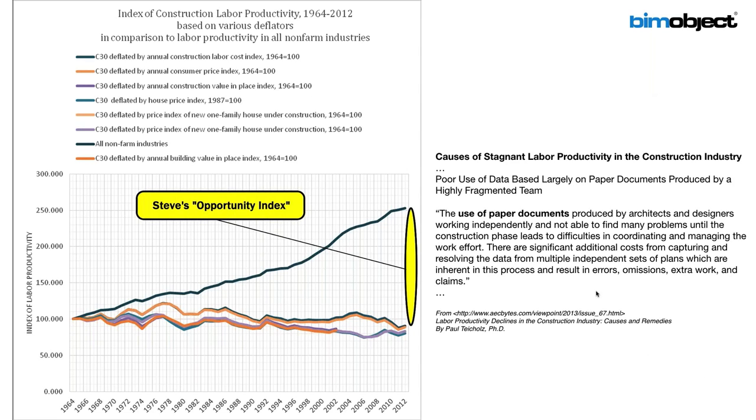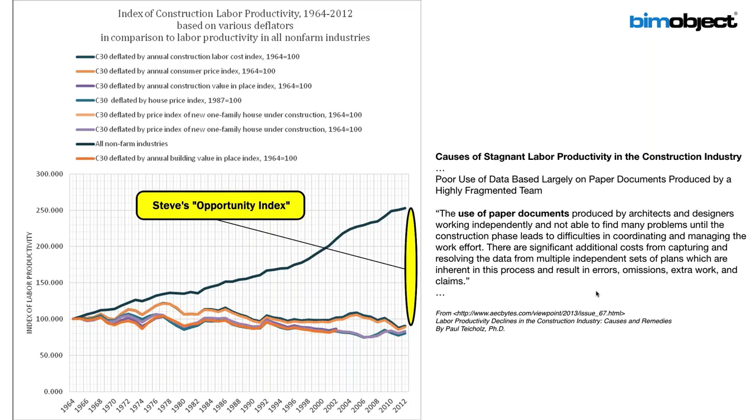You've all probably seen this study done by Paul Teicholz at Stanford a number of years ago. I took the liberty of calling out Steve's opportunity index. This index shows labor productivity of various industries. This is the updated version. The original version was done in 2004. This was updated in 2012 because we all thought, surely in those 8 years we've gained, but we actually lost. So what this shows is the labor productivity of all non-farm industries compared to construction.